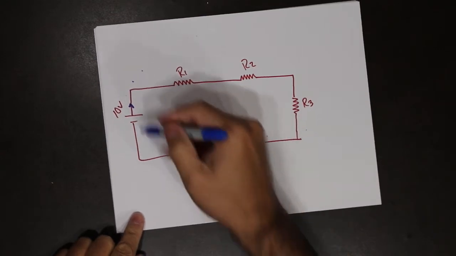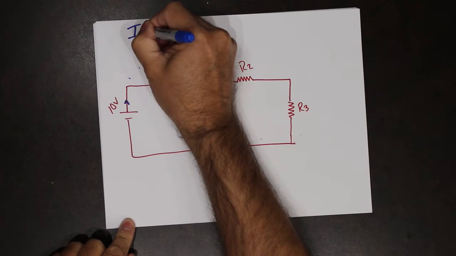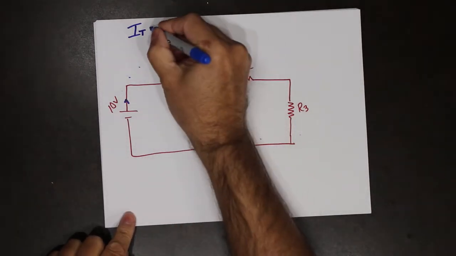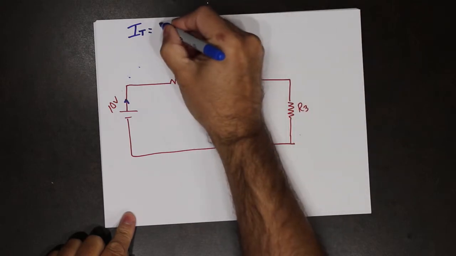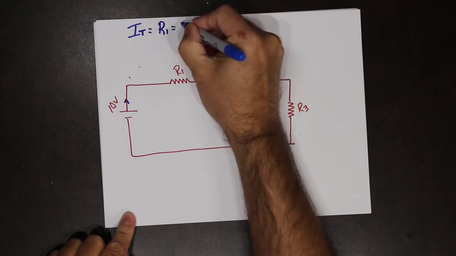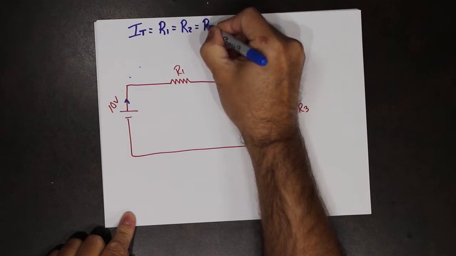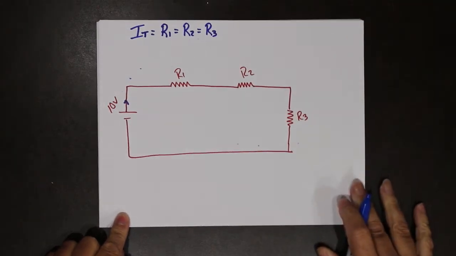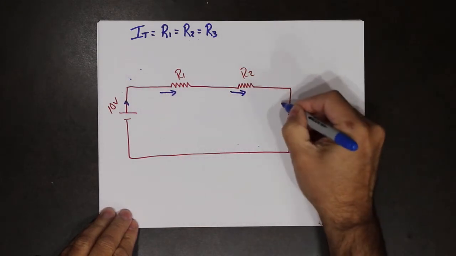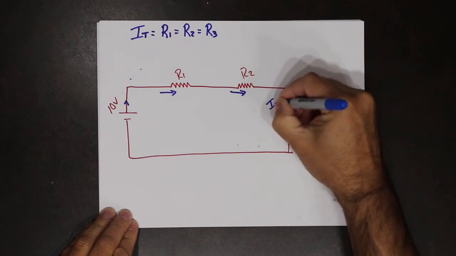So if we looked at the current coming from the supply, the total current in the circuit is equal to the current that is flowing through R1, which is equal to the current flowing through R2, which is equal to the current flowing through R3. All of the currents are exactly the same. Why? Because it is the same current.